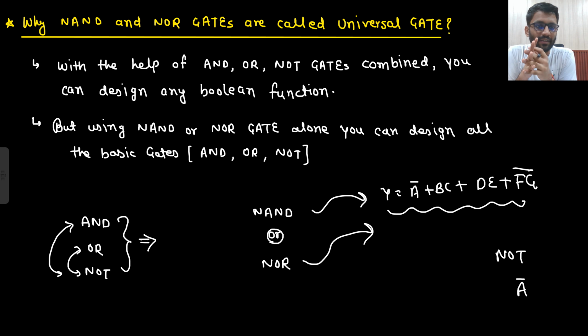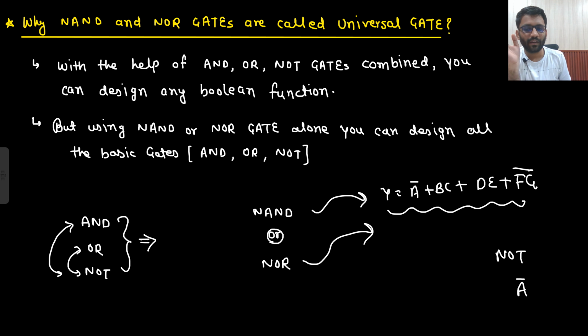What is the condition? If you are using basic gates, then you need at least 2, and in those 2, one has to be a NOT gate as well. That means you need NOT and OR, or NOT and AND. These are the possible combinations. So you need at least 2. They alone are not enough. But if you are given only a NAND gate, then it is alone enough to implement any Boolean function. That's why they are known as universal gates.